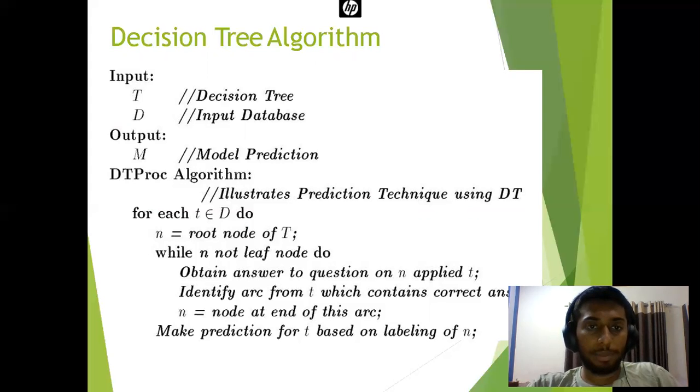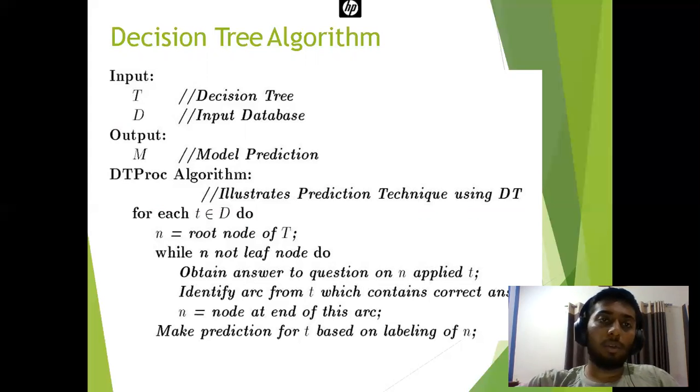For each tuple t belonging to the database, we apply the tree. If n is the root node of the tree, then while n is not a leaf node, we obtain answers to the questions on n, apply them to t, and identify the arc from the tree which contains the correct answers. N equals the node at the end of this arc. This process is repeated until n is a leaf node.